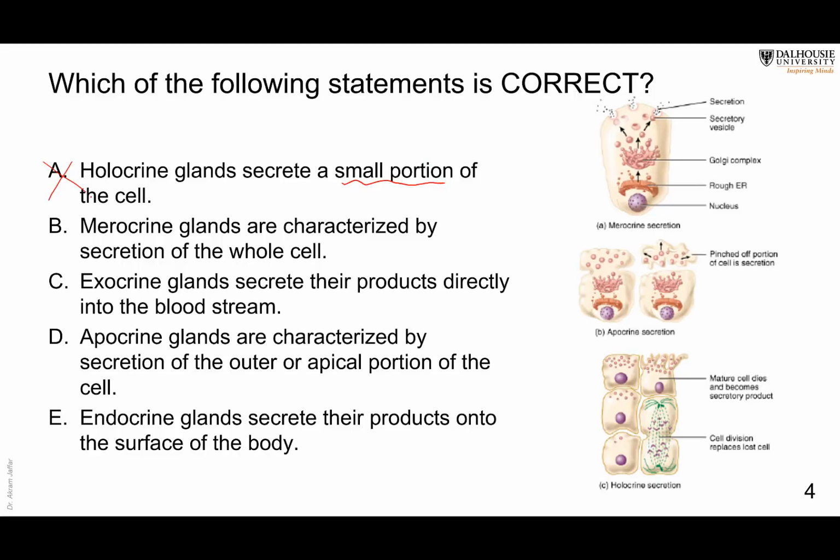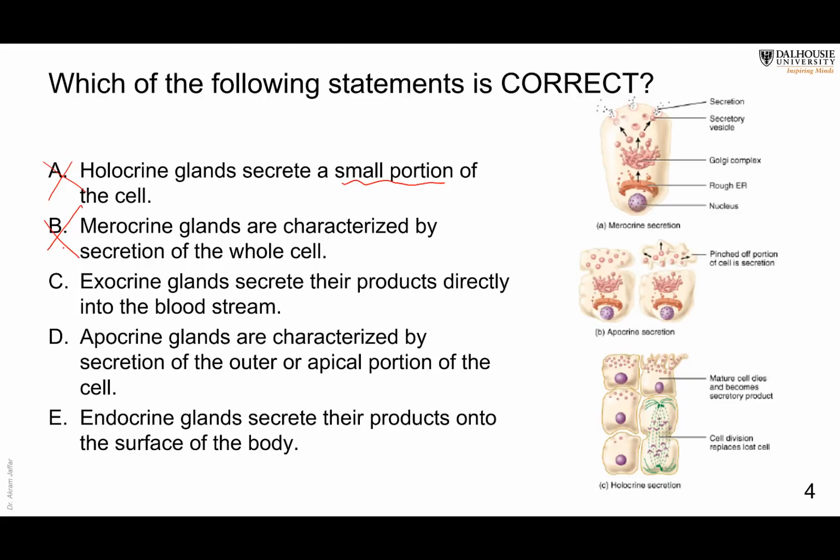In merocrine secretion, cells release their products by exocytosis. So this is incorrect. Exocrine glands secrete their products directly into the bloodstream. Actually, this is a feature of endocrine glands and not the exocrine glands. Exocrine glands secrete into the free surface or into ducts, and their secretion does not reach the bloodstream.